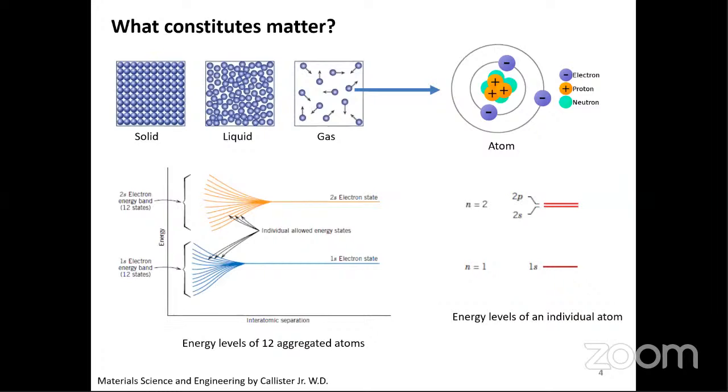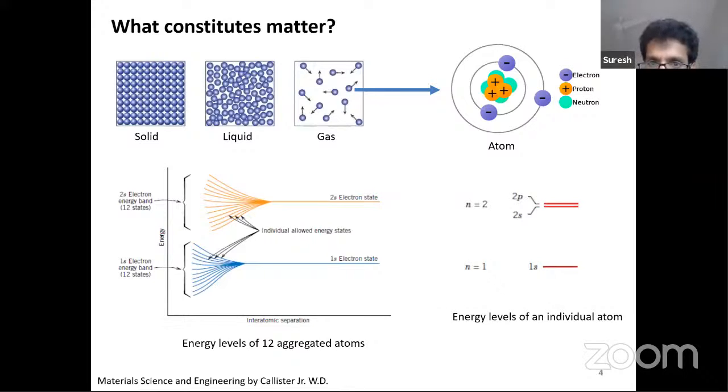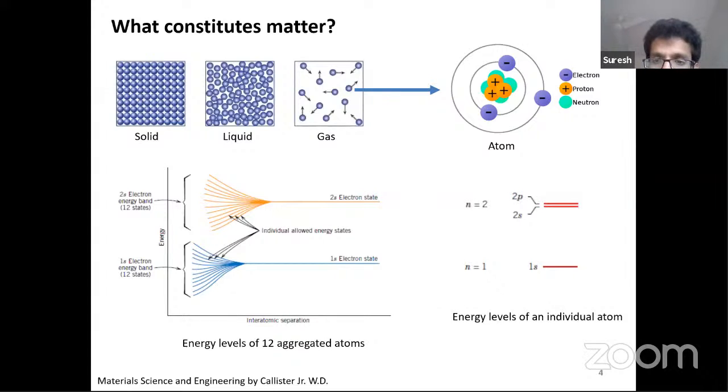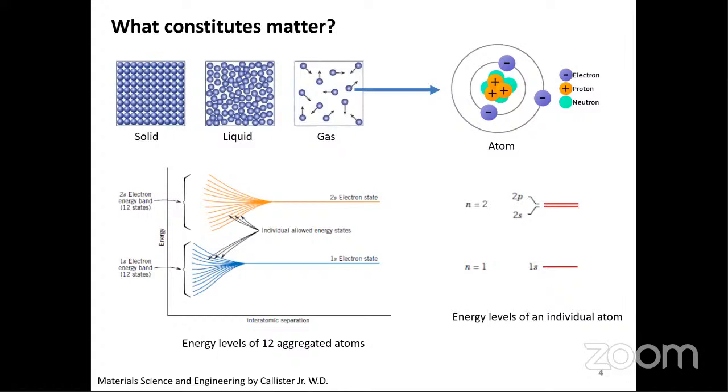No two electrons of the same atom have identical quantum numbers. Yes, no two electrons can have identical quantum numbers, right? That is a simple definition.